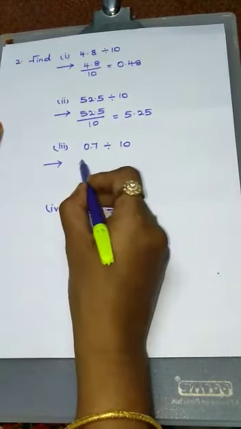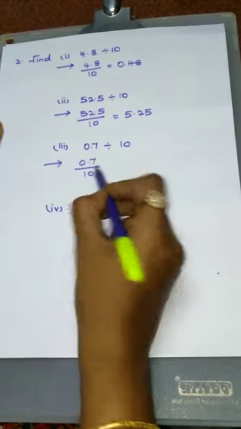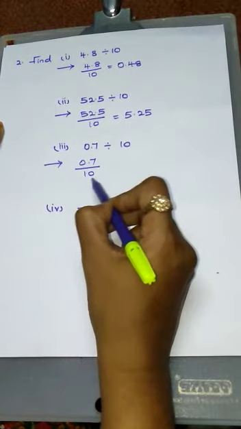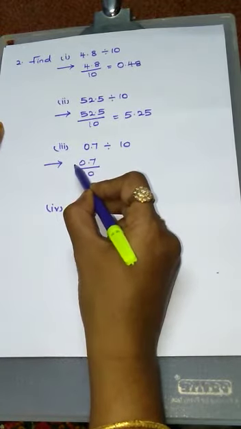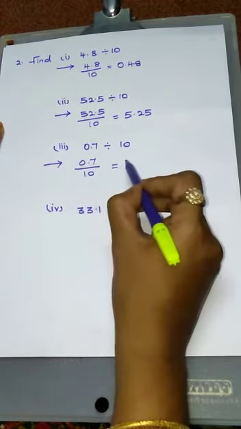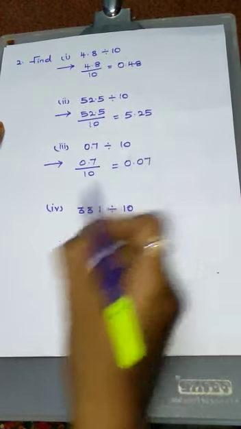Next one, 0.7 divided by 10. Same procedure, we have only one 0. We have to move the point one place only towards left. So the answer is 0.07.